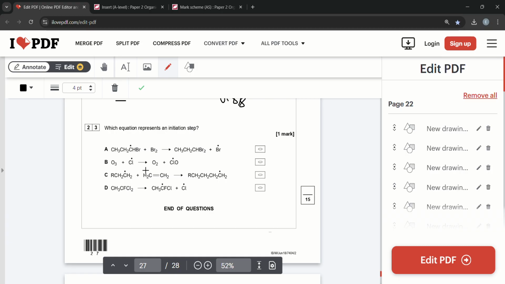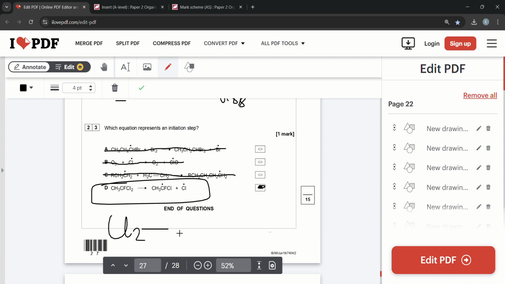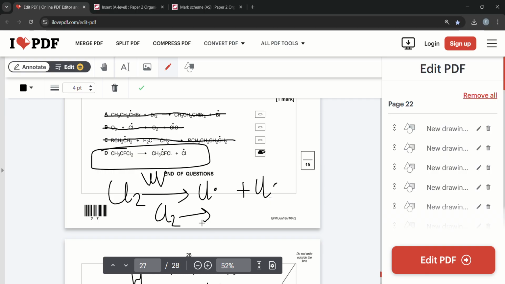Question 23. Which equation represents an initiation step? Well, already, initiation step. That's propagation. That's propagation. That's propagation. That's initiation. Because remember, with initiation we go from chlorine, UV light, forming Cl dot plus Cl dot. In this case, Cl2, UV light, forms 2 Cl dot.